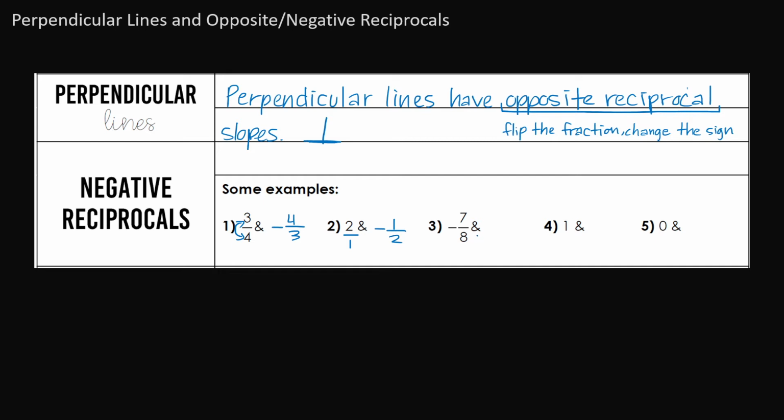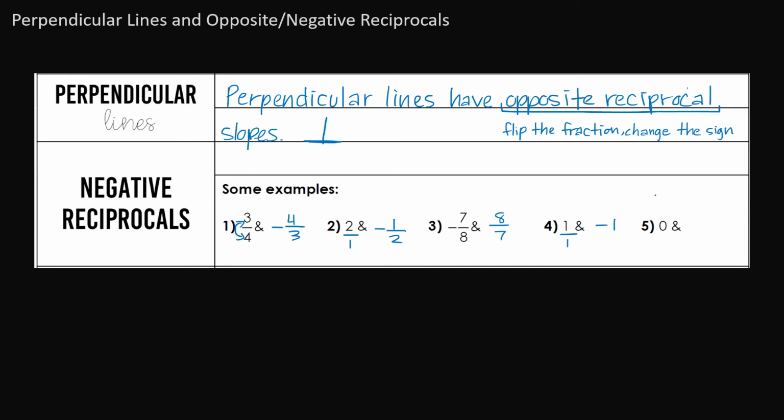-7/8. The opposite reciprocal would be changing the sign, so it's now a positive number, and then flipping the fraction, 8/7. +1, if we flip the fraction and change the sign, would become -1.